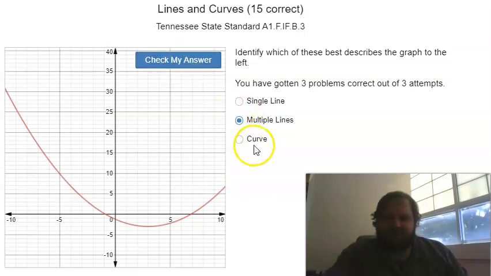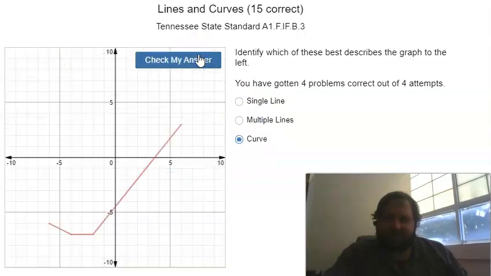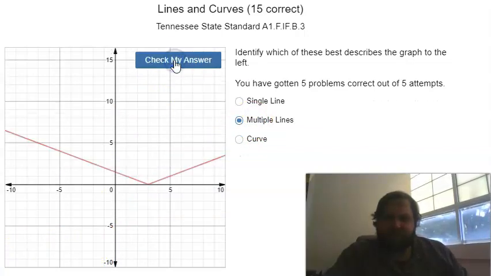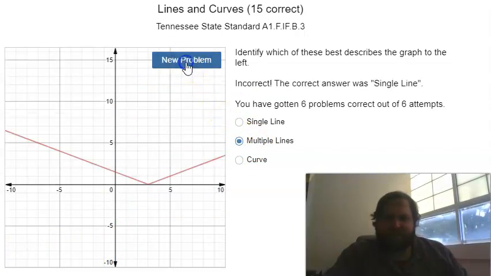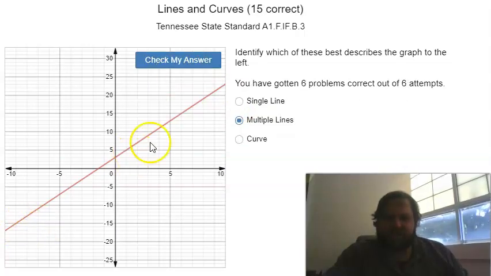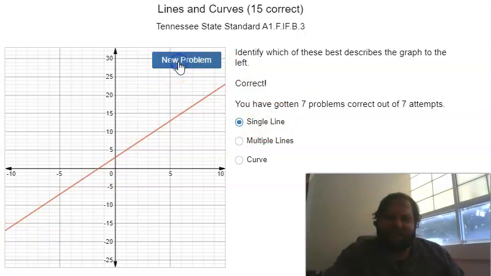Here we have another curve, and we'll get ourselves an example of a straight line, and that'll be all she wrote. This one is again multiple lines. You can see they meet at those points. Multiple lines again, and there's our straight line, and you can see it's just one line all the way across. There we would say that is a single line.